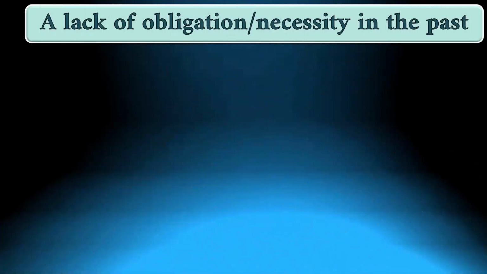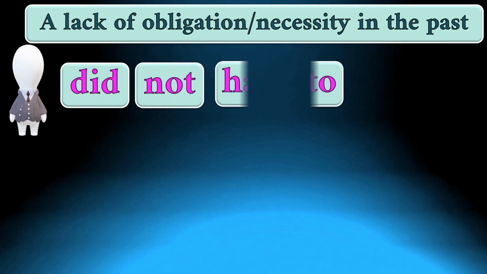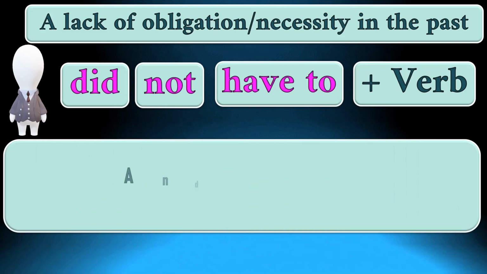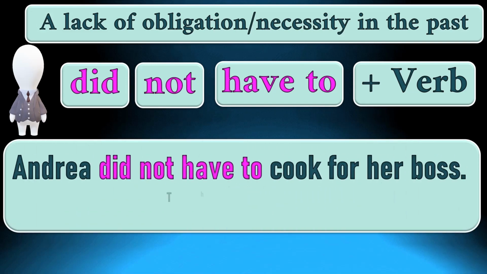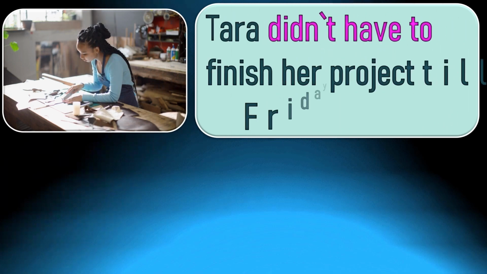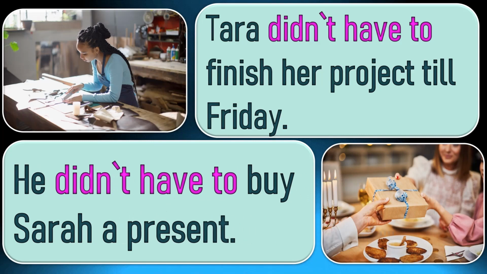To express a lack of obligation or necessity in the past in a sentence, we start with a subject, then did, not, have to, and a verb. Andrea did not have to cook for her boss. They didn't have to work on Saturday. Tara didn't have to finish her project till Friday. He didn't have to buy Sarah a present.